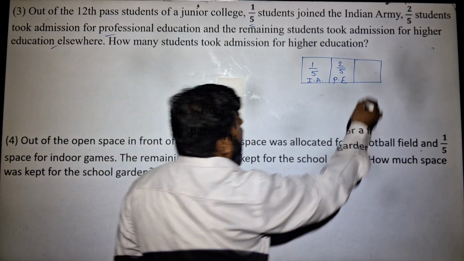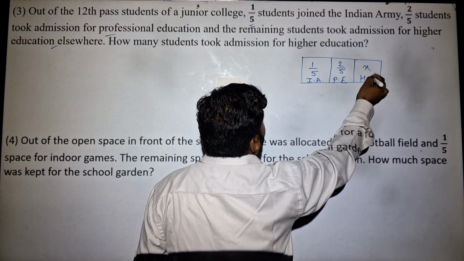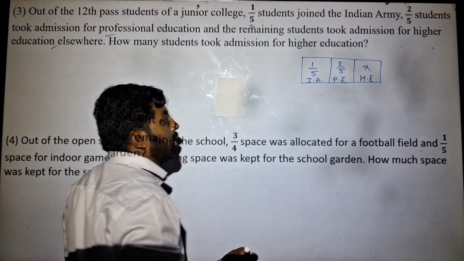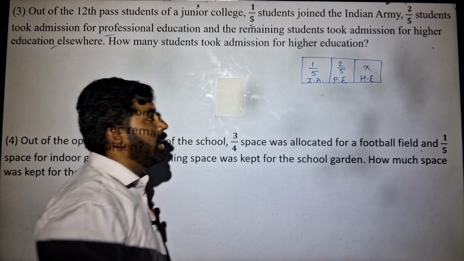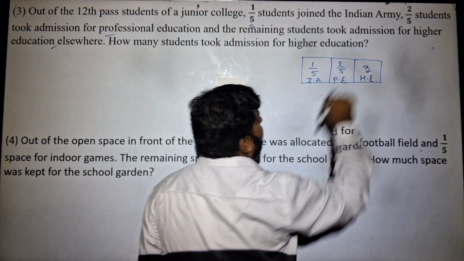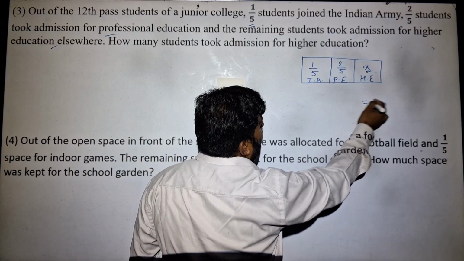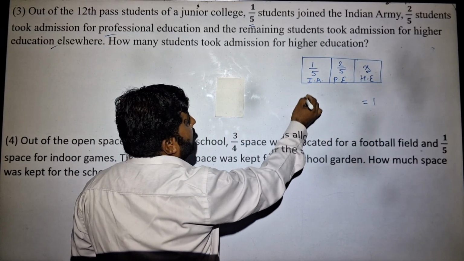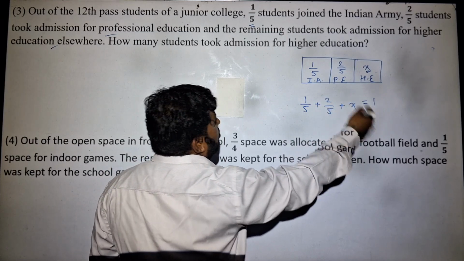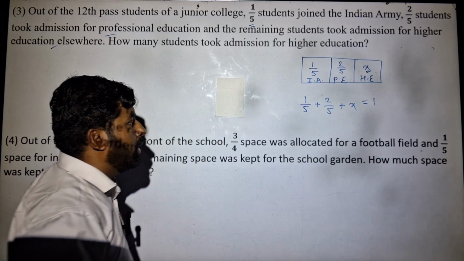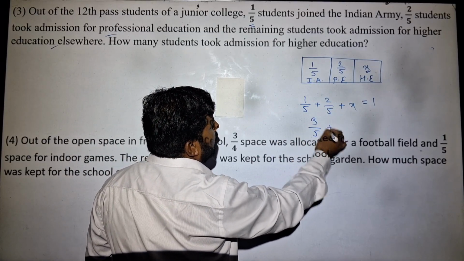Suppose X students take admission for higher education, and we are asked how many students took admission for higher education. That means we find the value of X. We know that the complete part is 1. If you add 1 by 5 plus 2 by 5 plus X, then the answer becomes 1. Adding 1 plus 2 by 5 is 3 by 5 plus X.